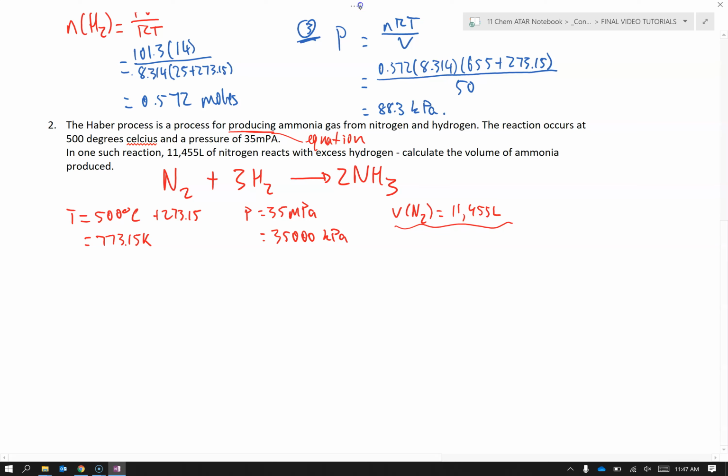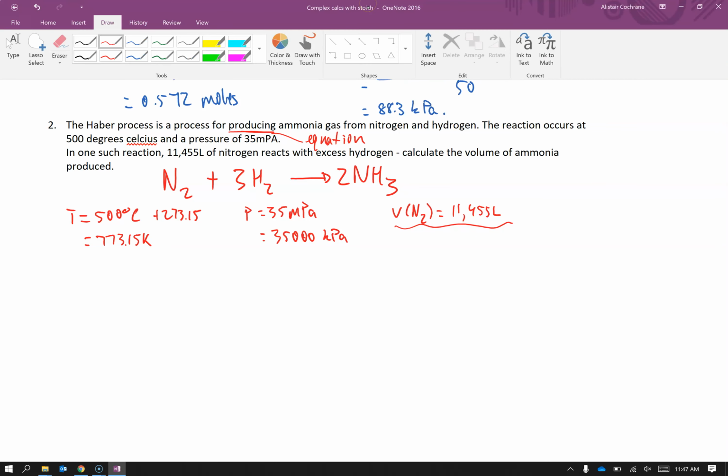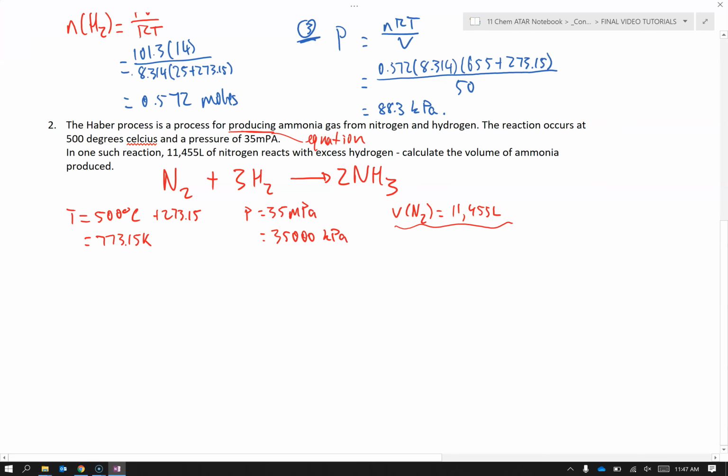Okay, so now we have listed everything the question tells us and everything that we know. Now that I've done that, I need to start answering my question. I'm going to start by calculating the number of moles of N2. Why? Because my methodology says I always want to start with moles.